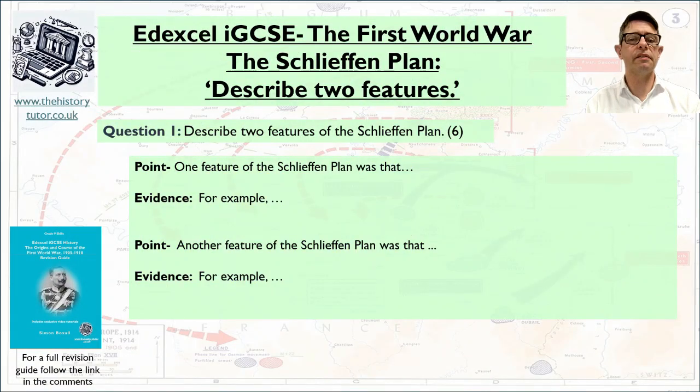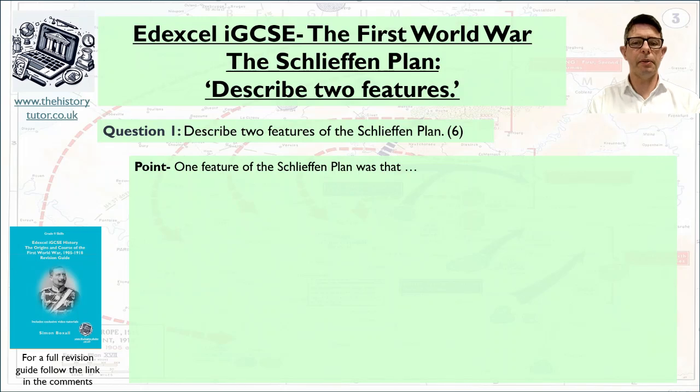So how do we write this? Well, here is a little writing frame of how we might do this. We make our points and we support it with some evidence as we talked about in our success criteria. To make a point, one feature of the Schlieffen Plan was that, and we give an idea, an argument, and then we give some evidence. For example, and we describe 2 or 3 sentences with some facts and knowledge, and then we repeat the process. So let's work through this together, shall we? Let's make a point, first of all. One feature of the Schlieffen Plan was that.